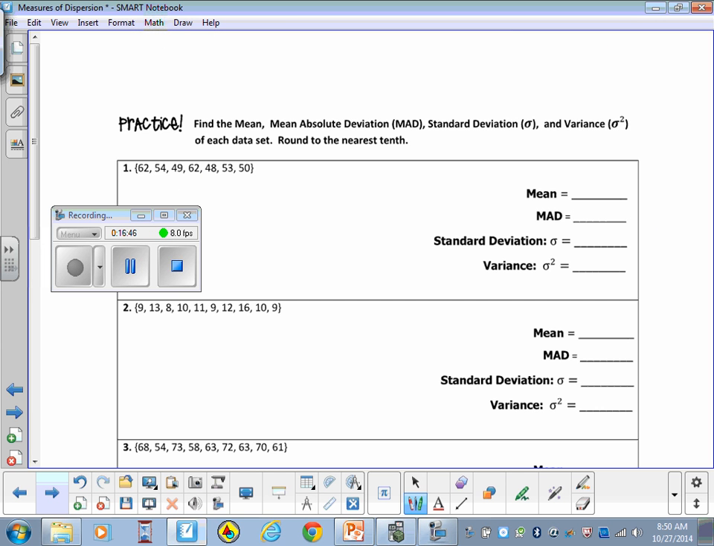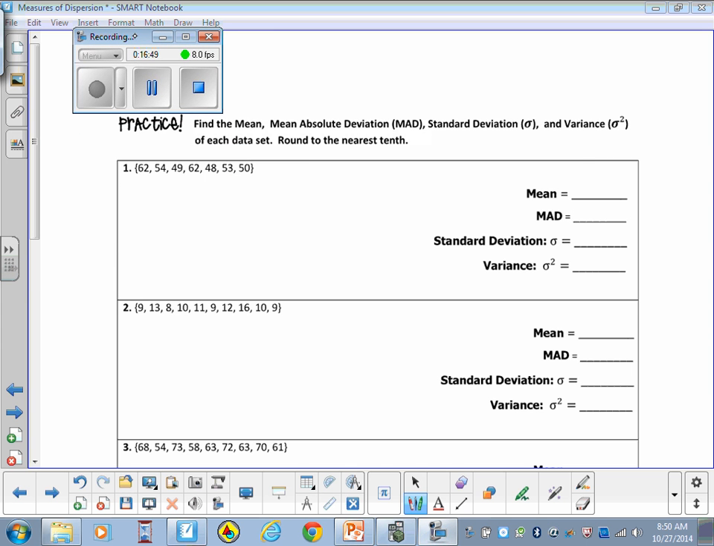So we have some practice. Finding the mean absolute deviation, mean, and standard deviation of each of these data sets. And I want you to do this on your own.